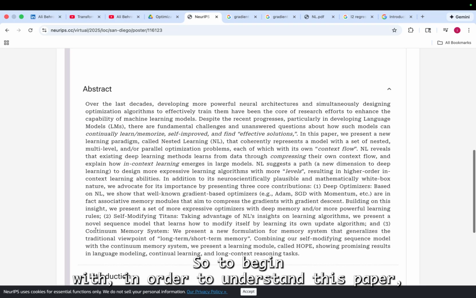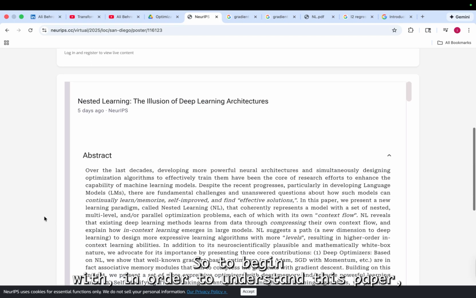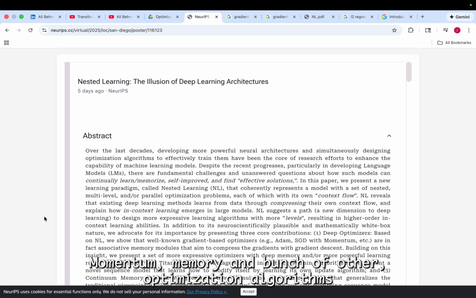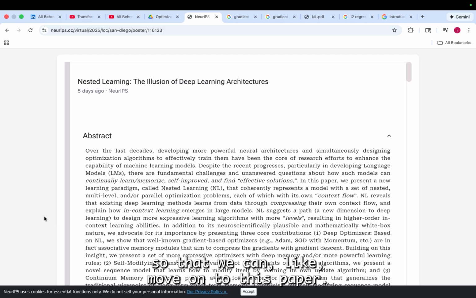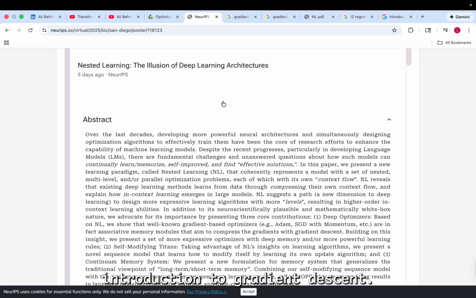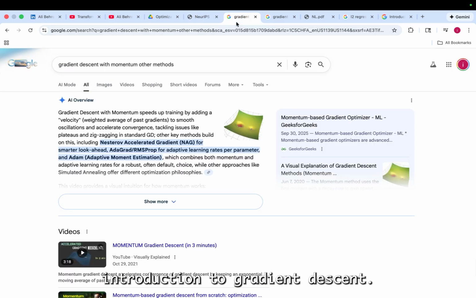tasks. So to begin with, in order to understand this paper, we will have to understand what momentum is, momentum, memory, and a bunch of other optimization algorithms, so that we can move on to this paper. I'll begin with some basic introduction to gradient descent.